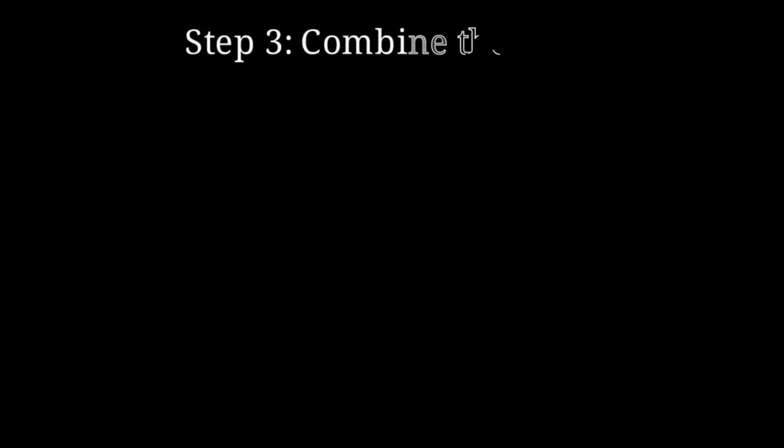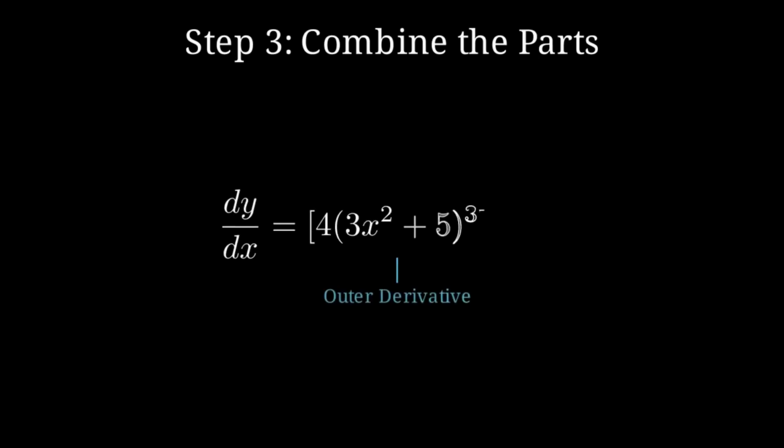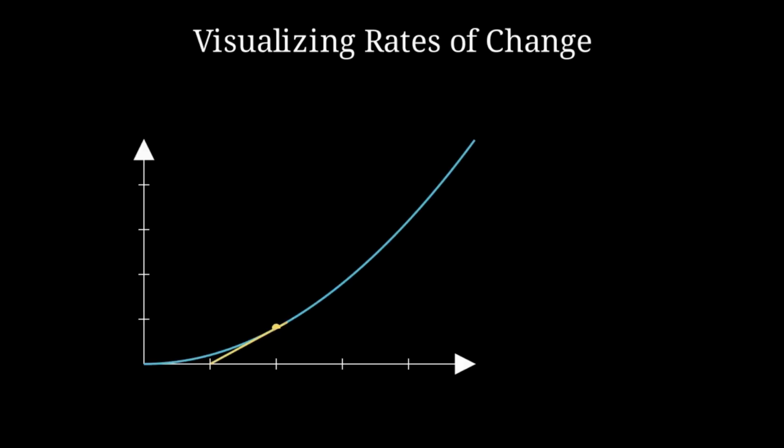Now we multiply the two results together. We take our outer derivative, 4 times the quantity 3x squared plus 5 cubed, and multiply it by our inner derivative, 6x. Graphically, the chain rule shows how the rate of change of the outer function is scaled by the rate of change of the inner function at any given point on the curve.